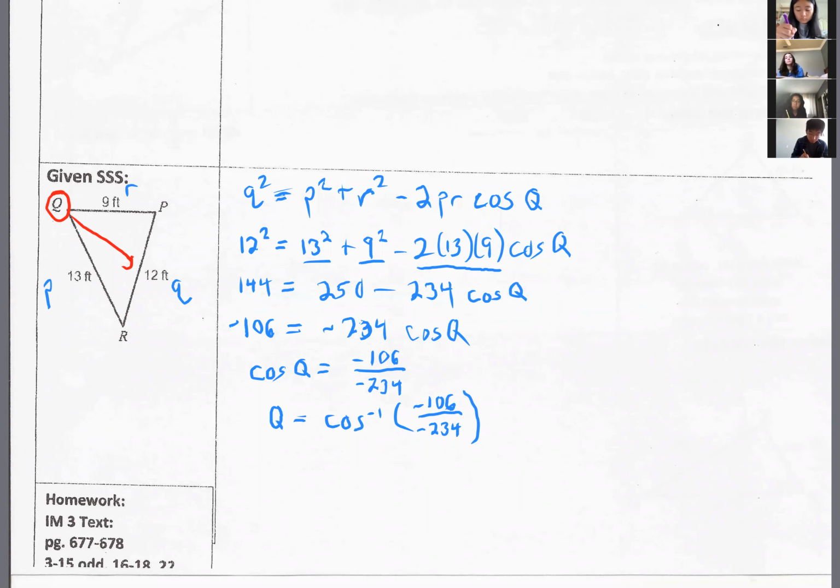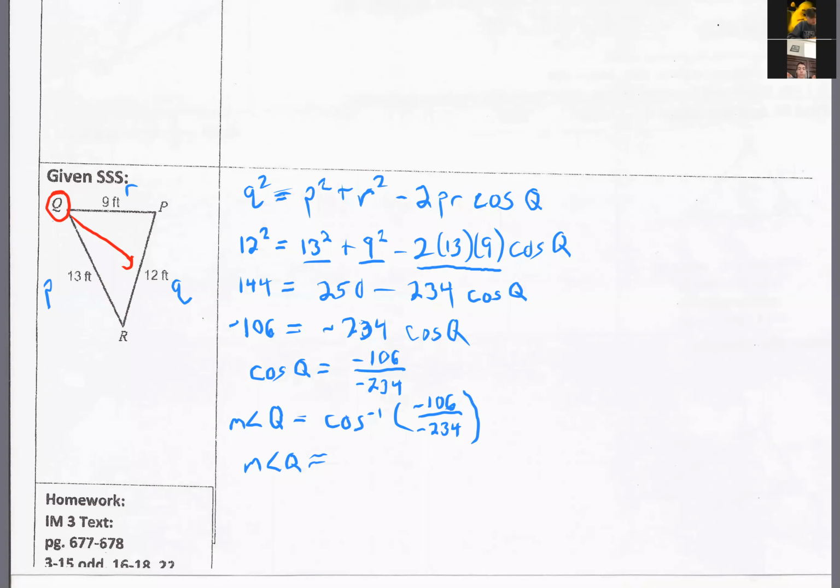And instead of just writing Q, the correct way to write that is the measure of angle Q. So the measure of angle Q is approximately, can everyone do this on your calculator? Find inverse cosine of 106 over 234. 63.1. 63.1 is correct.